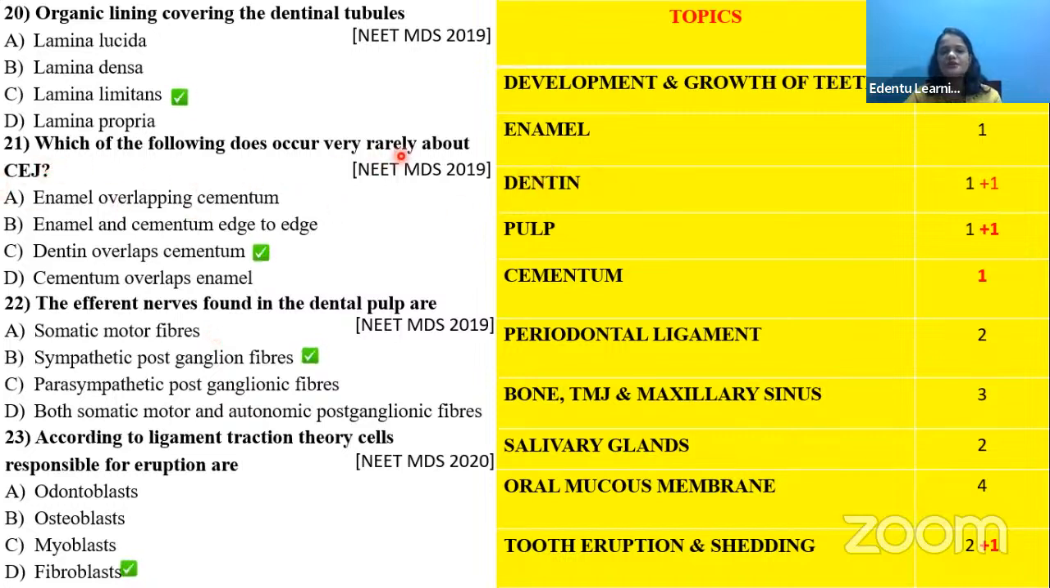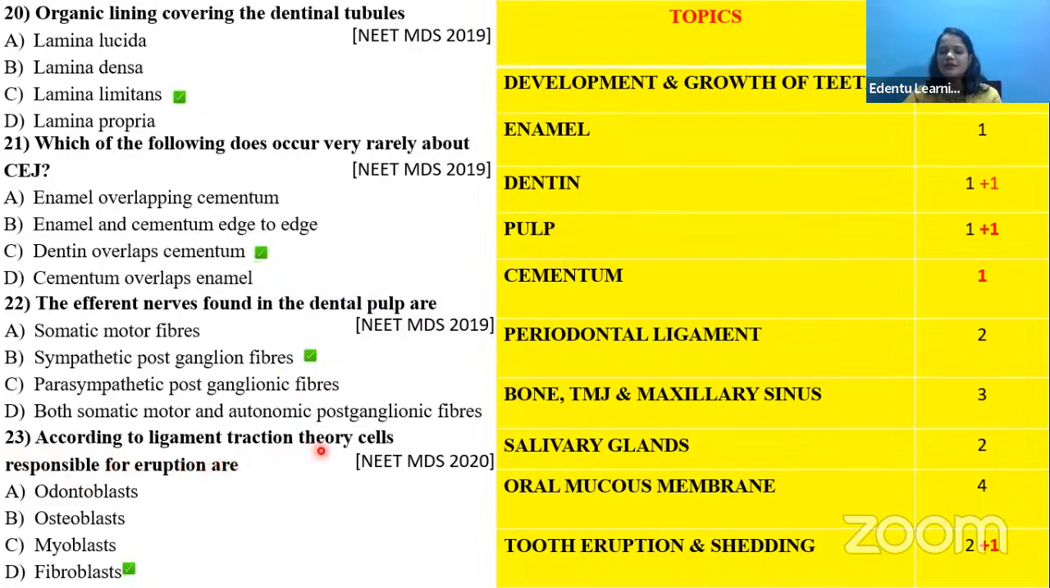Next, which of the following occurs very rarely at the cemento-enamel junction? What is rarely seen is the overlapping of the dentine and the cementum. Again, let's put it under the cementum. The efferent nerve fibers found in the dental pulp are the sympathetic postganglionic fibers. We can put it under the pulp chapter here.